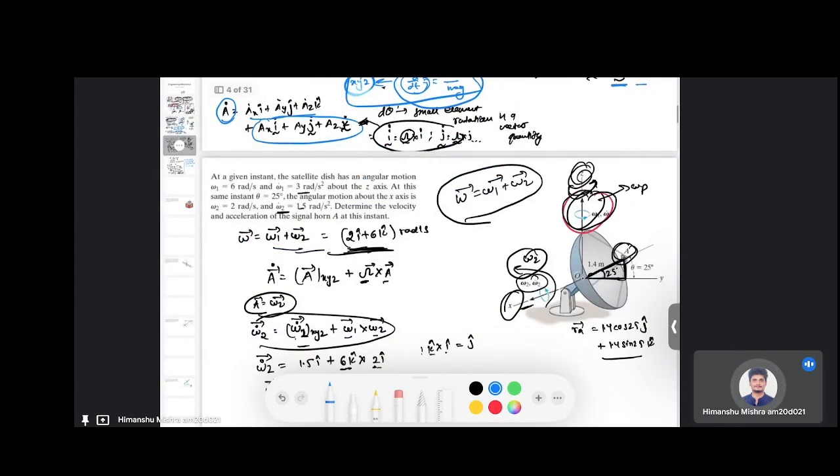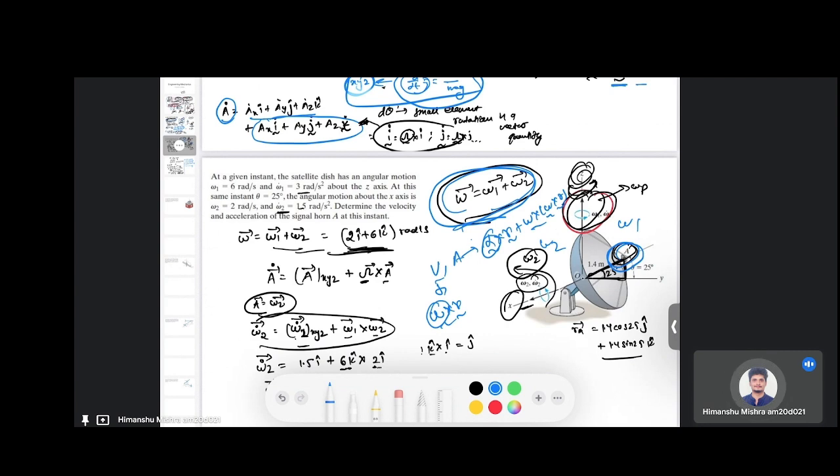This is a similar problem here. We are given omega 1 and omega 2. So the resultant motion of the satellite is not just omega 2, it is actually omega 1 plus omega 2. And if you take the time derivative of this, you will get the angular acceleration. So the objective here is to calculate velocity and acceleration of point A. The velocity, we all know, is given as omega cross r in vector form, and the acceleration will be alpha cross r plus omega cross omega cross r. So to calculate the velocity and acceleration, we need angular acceleration as well as angular velocity.